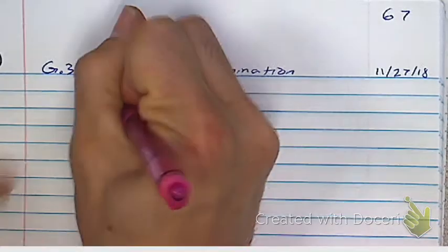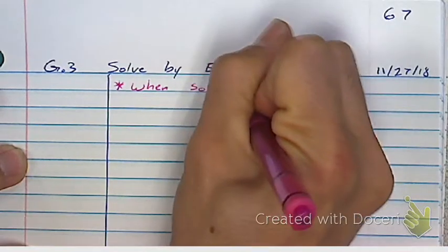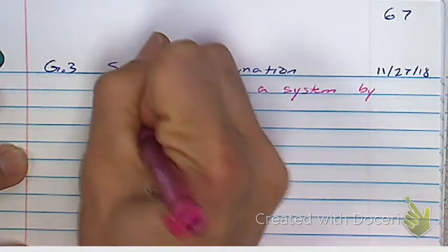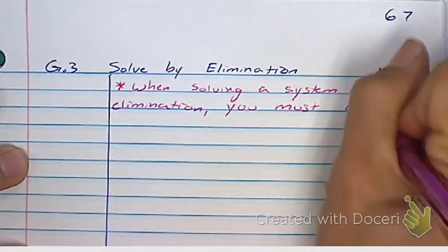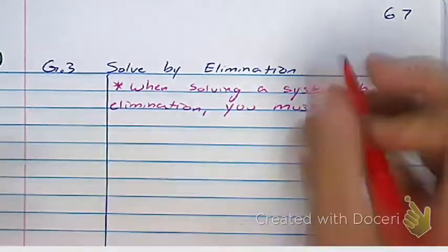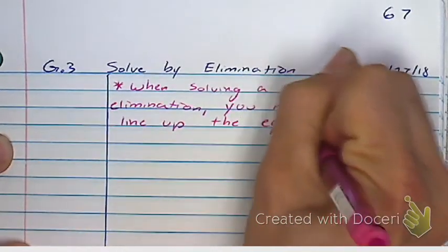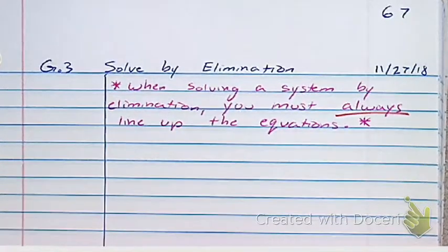So, a key thing to note. When solving a system by elimination, you must always line up the equations. And here's what I mean by lining them up.